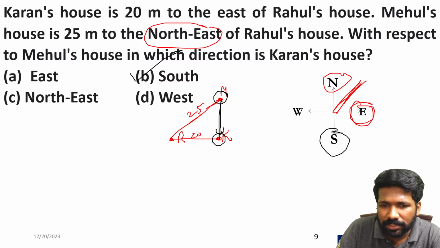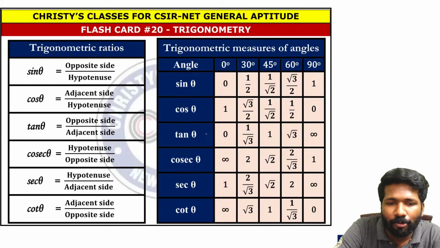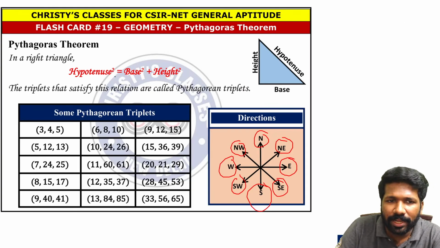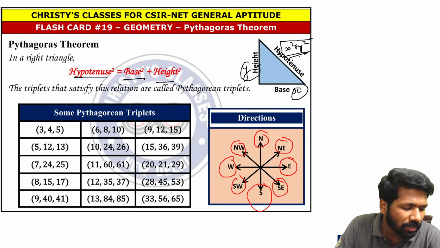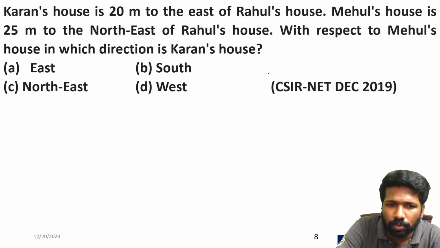how much is this distance? That is when the next theory you need. Which theory? Pythagoras theorem. That is, for a right triangle, hypotenuse square is equal to base square plus height square. For example, if this is x and this is y, this will be the square root of x square plus y square, because x square plus y square will be equal to this z square. So using this Pythagoras theorem, you can do this question.